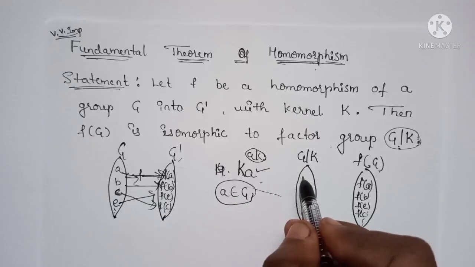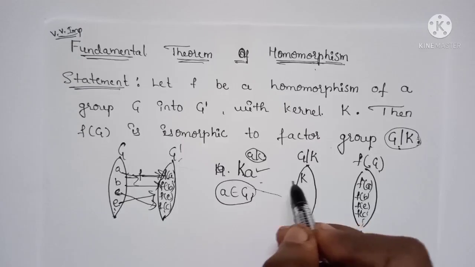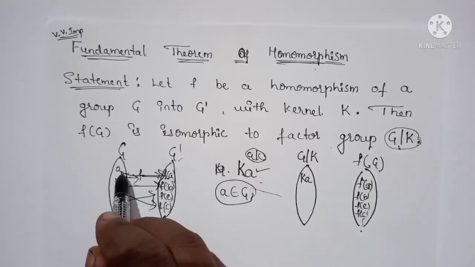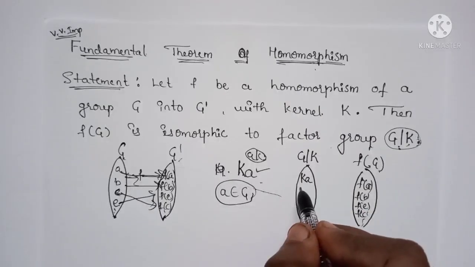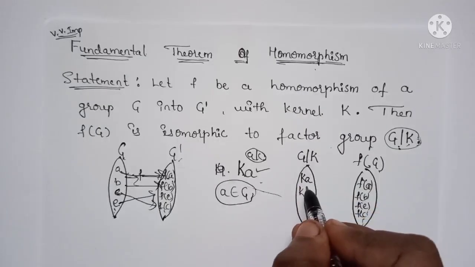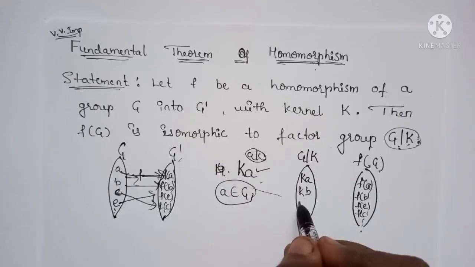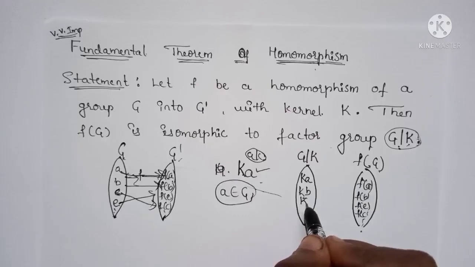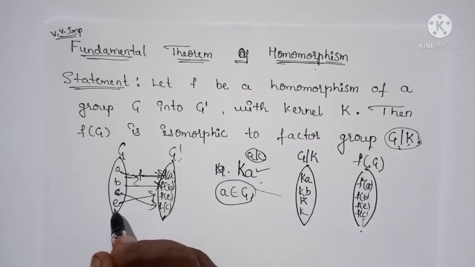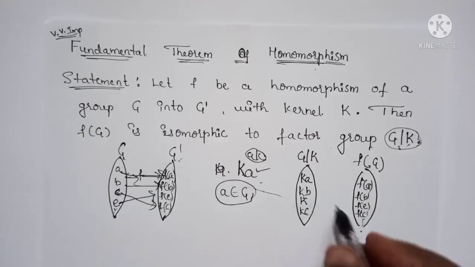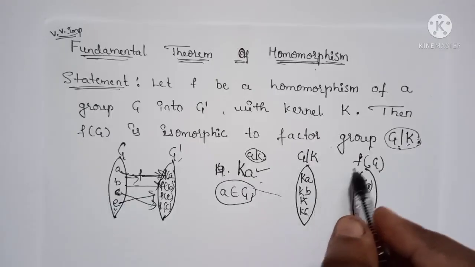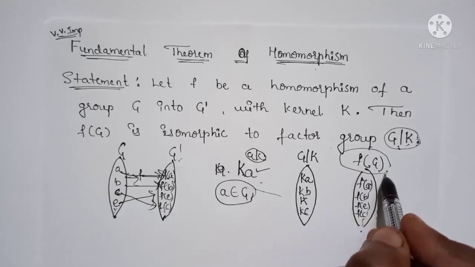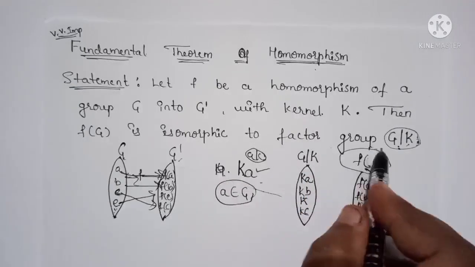Okay, we use here Ka, since a is an element of G, because it is G by K. So similarly the elements of G by K are Kb, and the identity element of G by K is Ke, or it can be written as K, and we have one more element Kc and so on. Okay, so now we have to show that this f(G) is isomorphic to this factor group G by K.